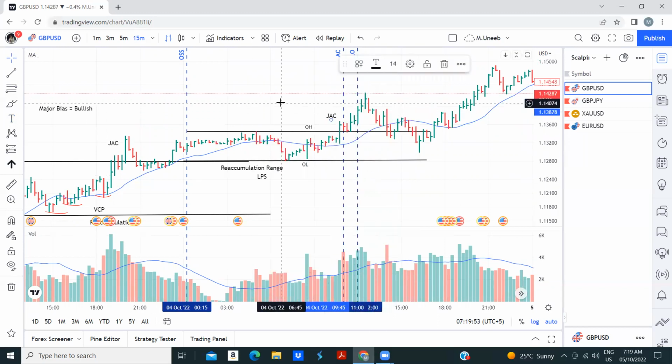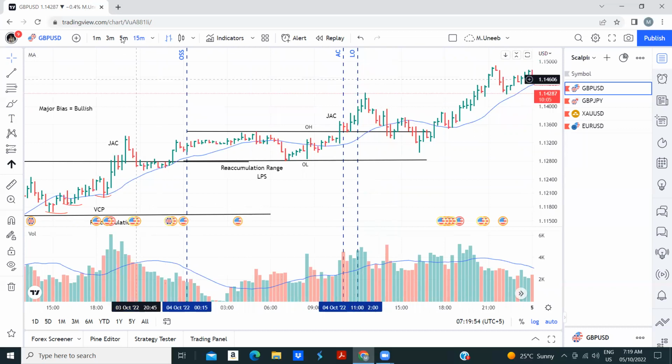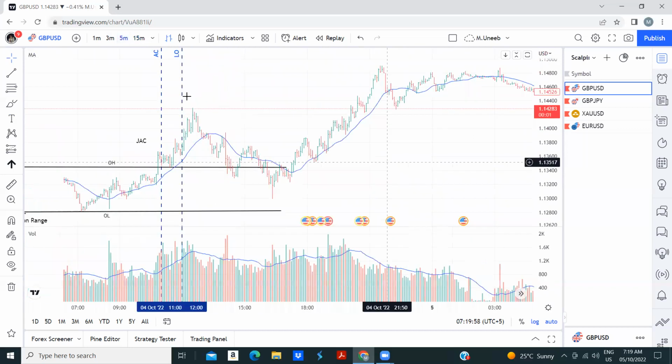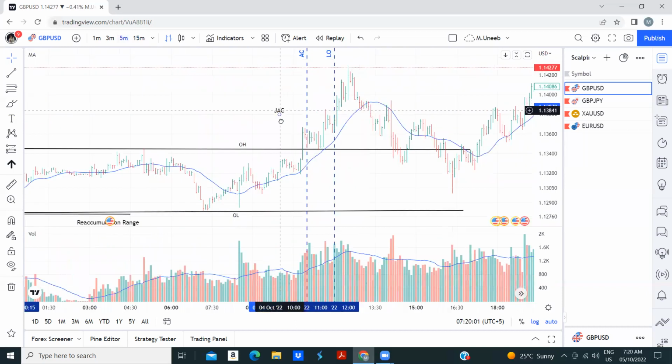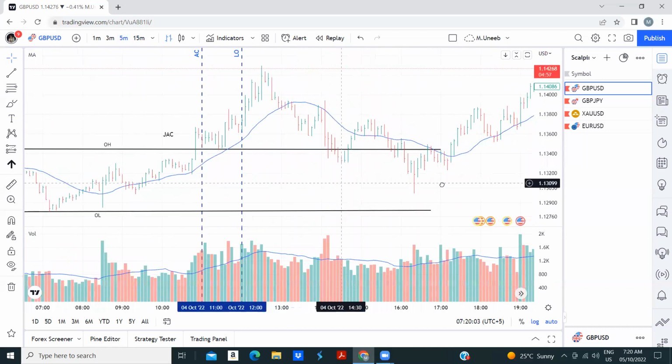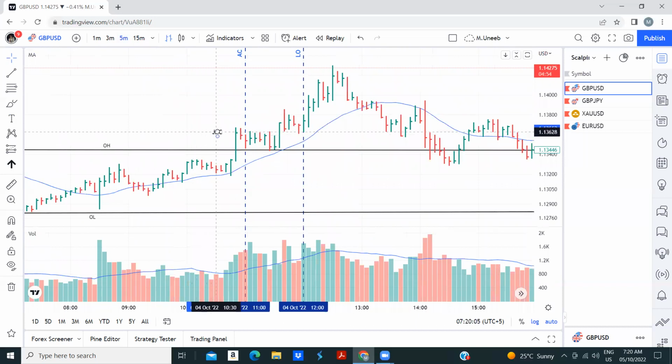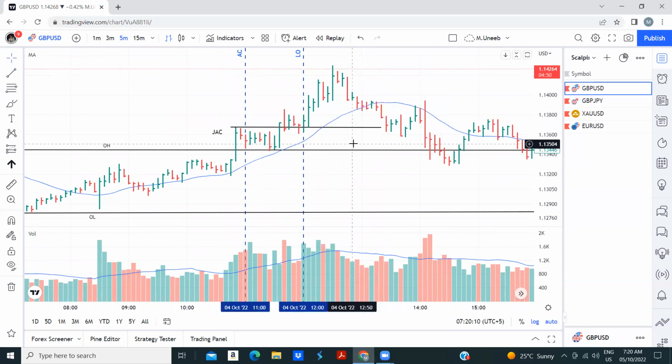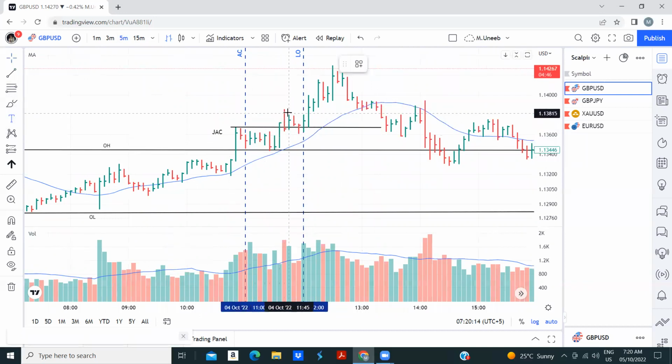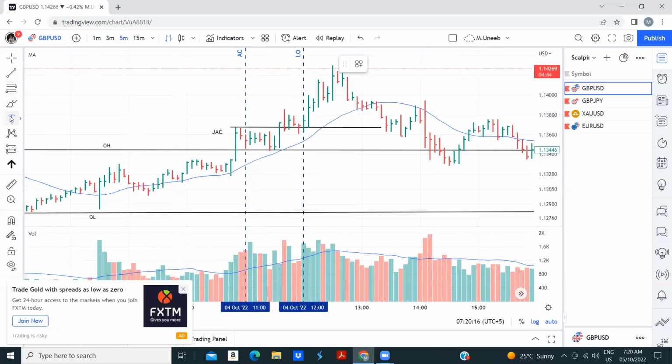Okay. So our major bias is bullish. Now we will see our immediate bias. So we have gone to the 5-minute time frame now. Of course, when there is a JAC, this JAC during the Asian close, then this range would be what? Reaccumulation. Yes, reaccumulation. And this reaccumulation also got what?